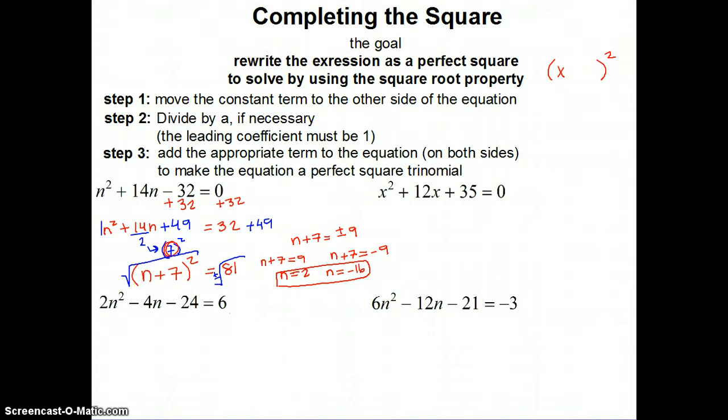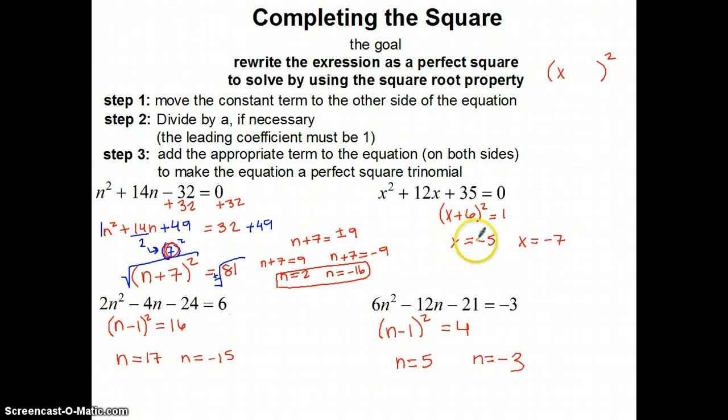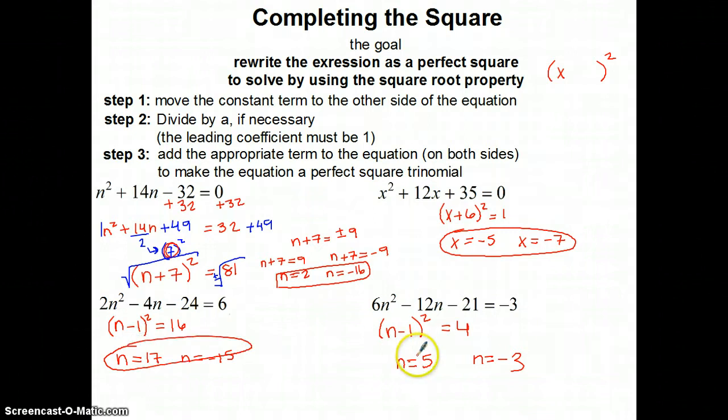Go ahead and pause the video and try those next three on your own. For the first, your two answers should be x is negative 5 and x is negative 7. Second, n is 17 and n is negative 15. And last, n is 5 and n is negative 3.